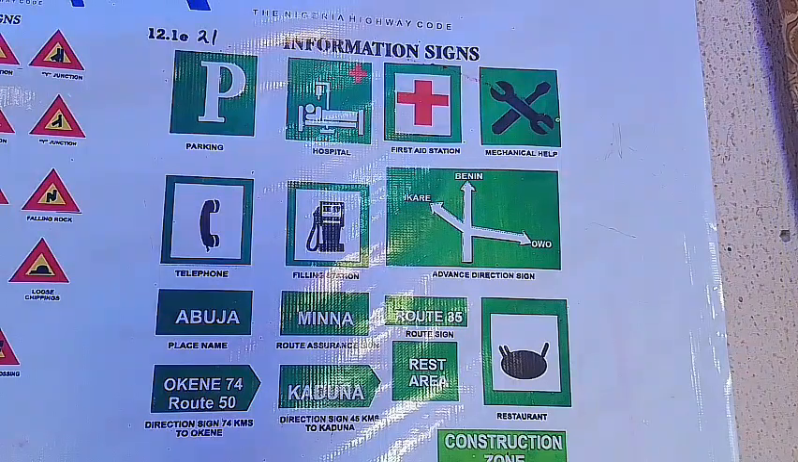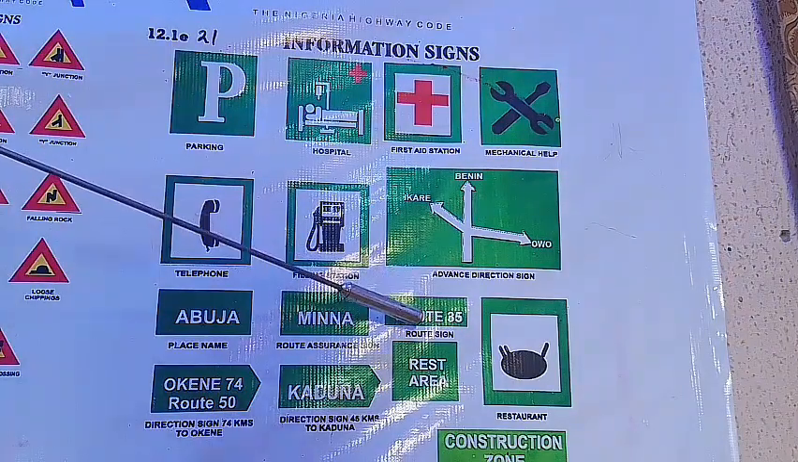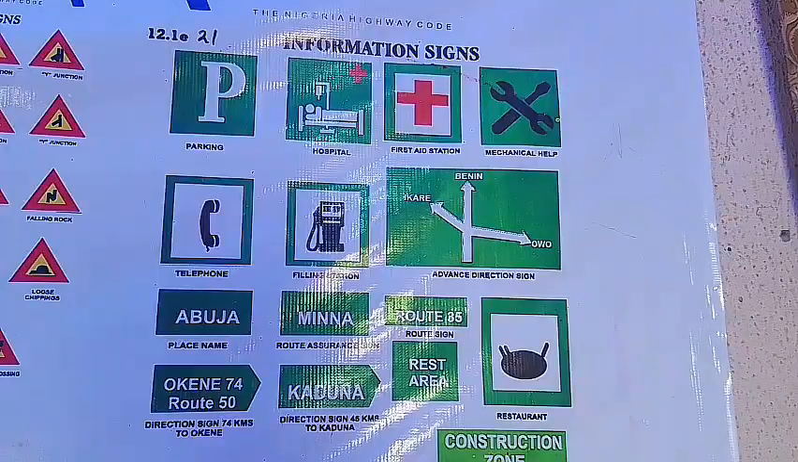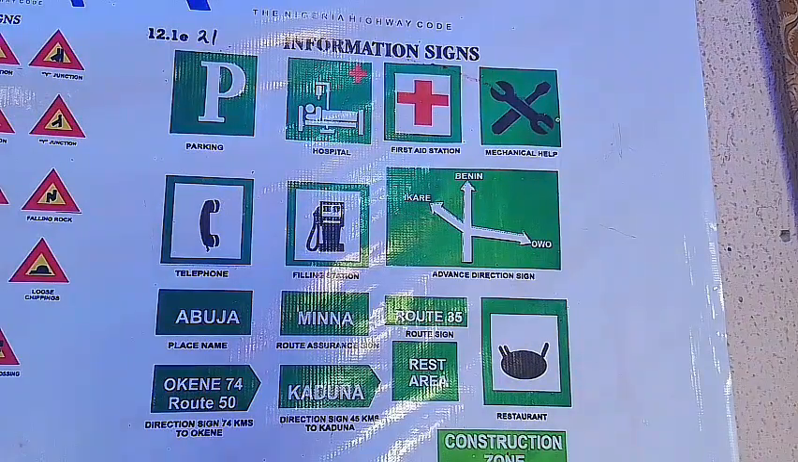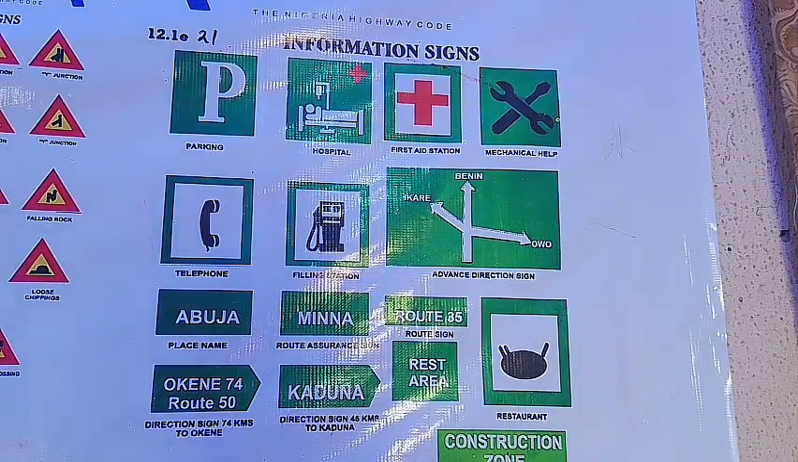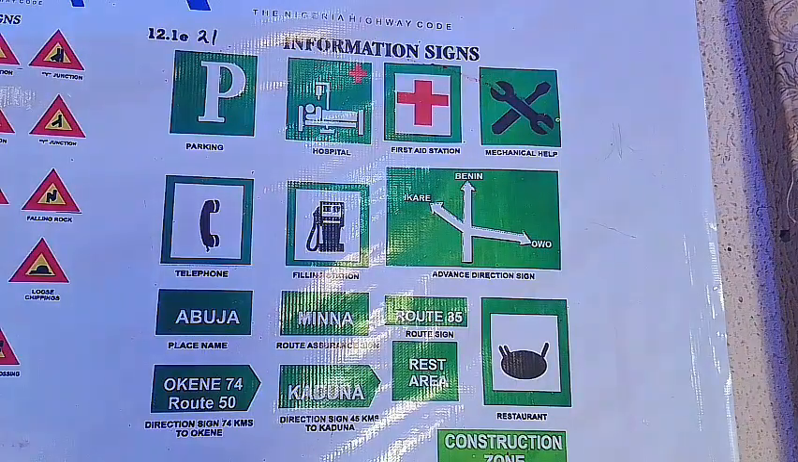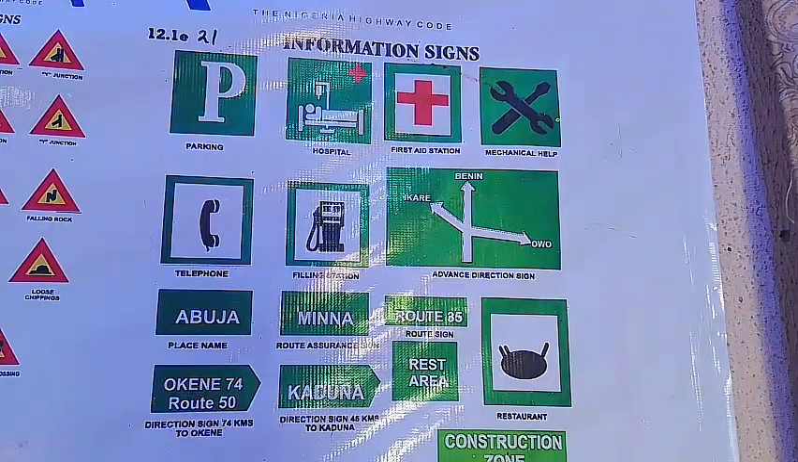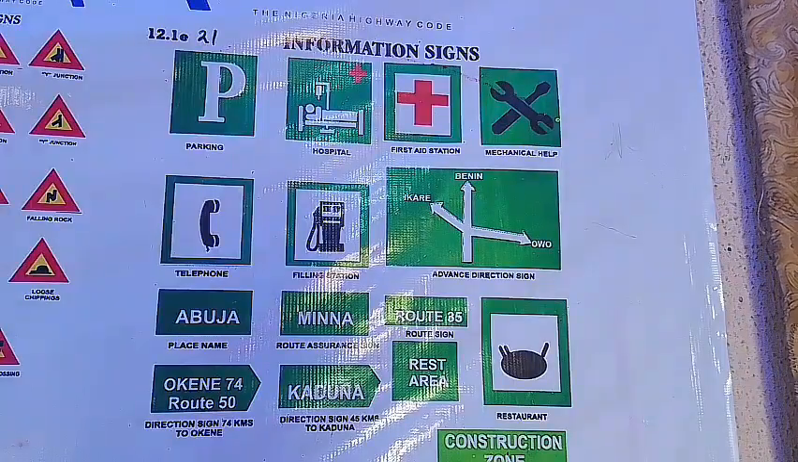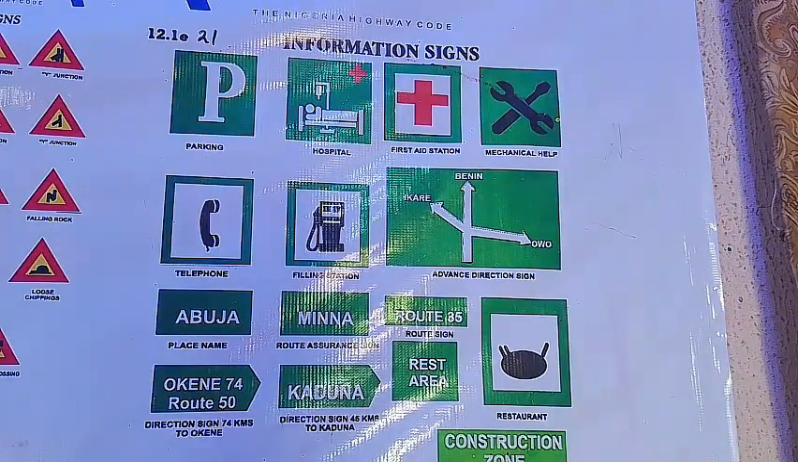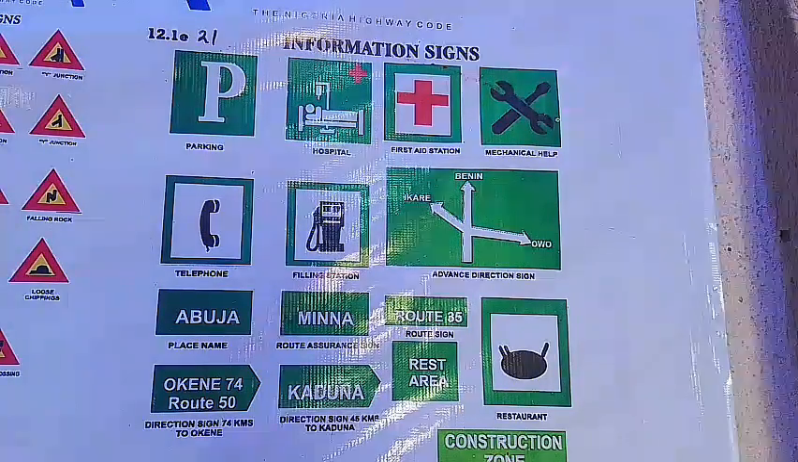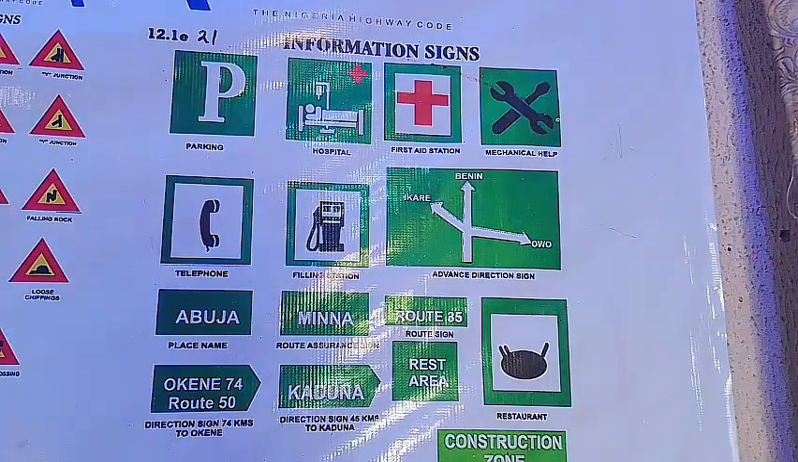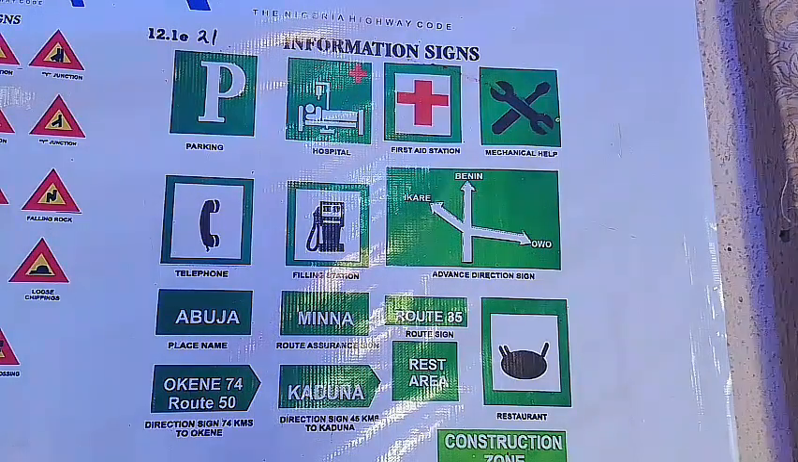The other ones, route 35, that's also a route assurance sign. Then restaurants, so it means there's a place ahead of you where you can eat. And the other one, which is direction sign, 75. So it means 75 kilometers away from where you are, you get to Okene, this way to Okene. This other sign is also a directional sign, telling that this way to Kaduna.